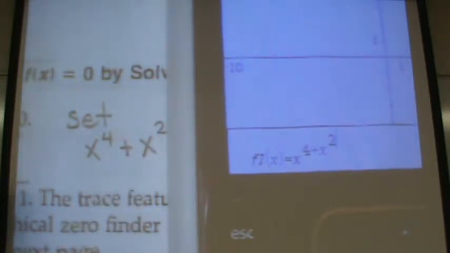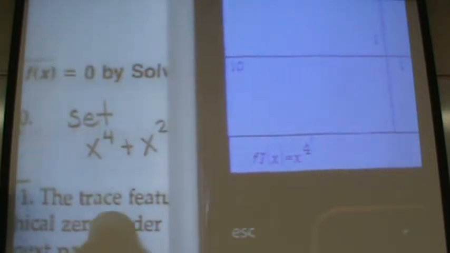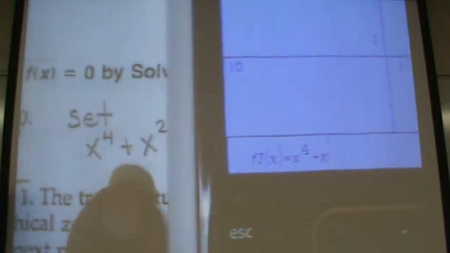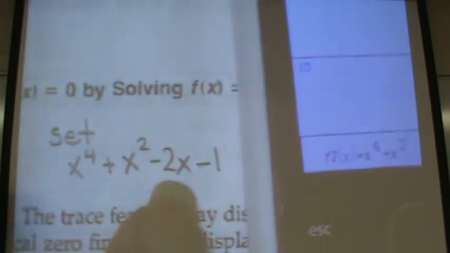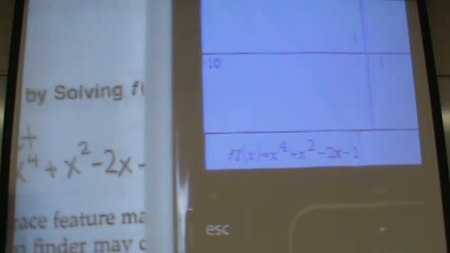Whoops, see how I do that all the time? So you arrow down, x squared. Arrow down, minus 2x, and then minus 1. And then hit enter. We're gonna graph this one.